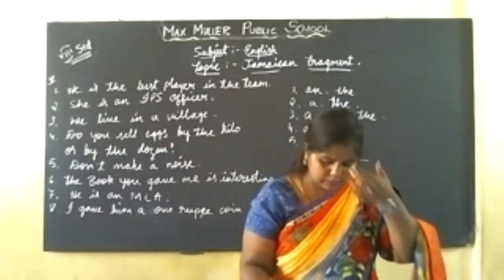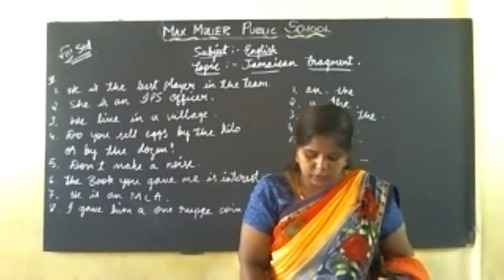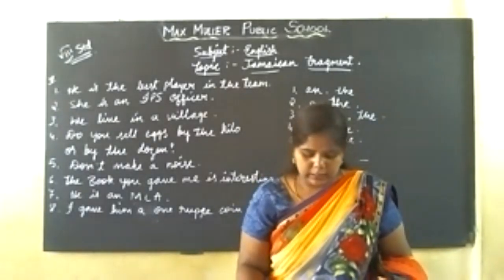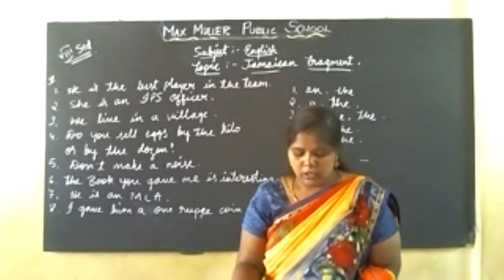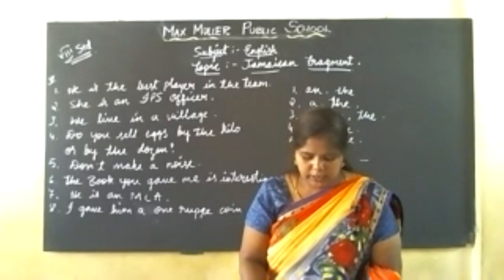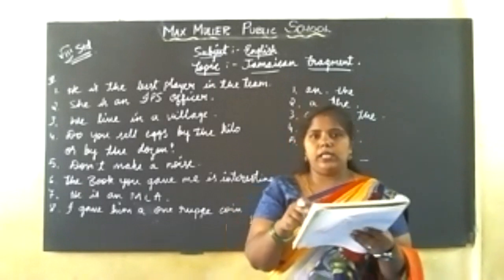So now let's go for the next one. See here, one more exercise is there. You try to find the answers for that. Again, in the next class, I'll give the answers. So, read the passage below and answer the questions that follow. See here, the first one, shall I read it for you? The passage is there for you.